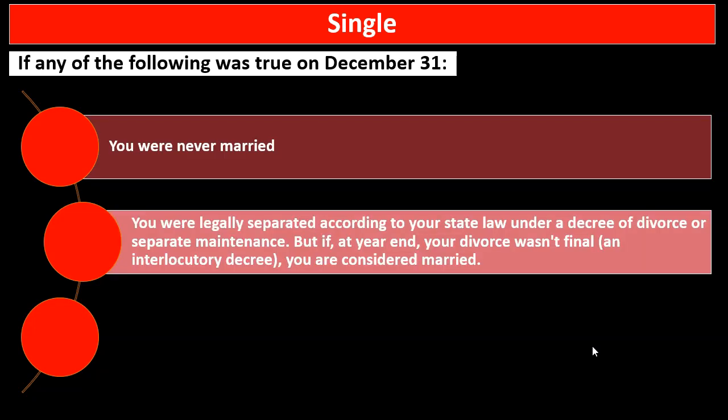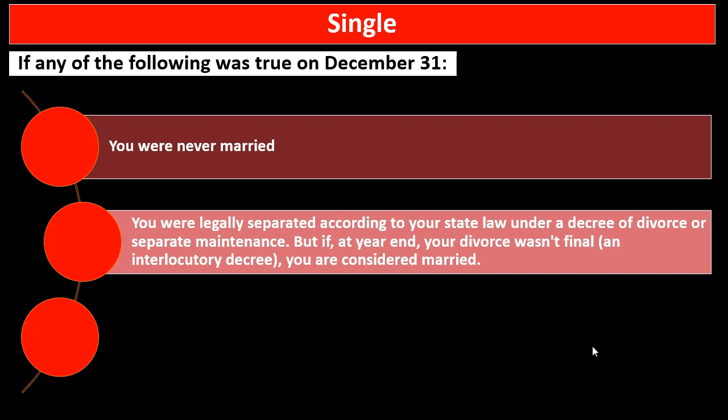So let's go through this in more detail. We have the single filing status. If any of the following was true on December 31st: you were never married, or you were legally separated according to your state law under a decree of divorce or separate maintenance. So the situation of a divorce or a separation, where possibly there wasn't a formal divorce, are the areas where the single status can be confusing.